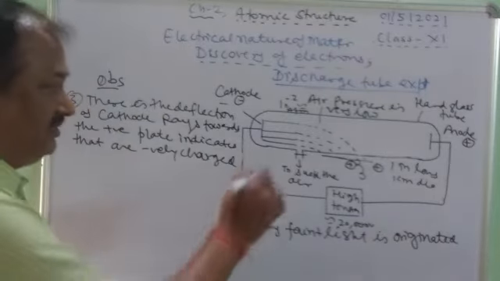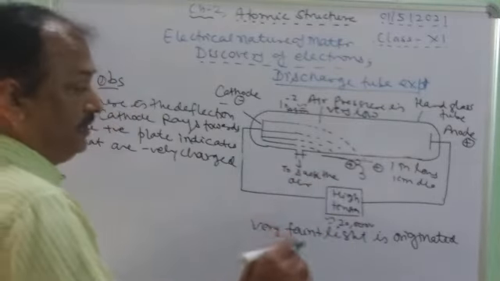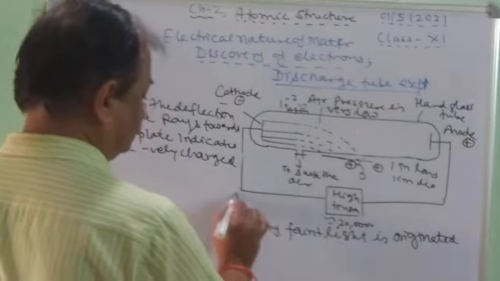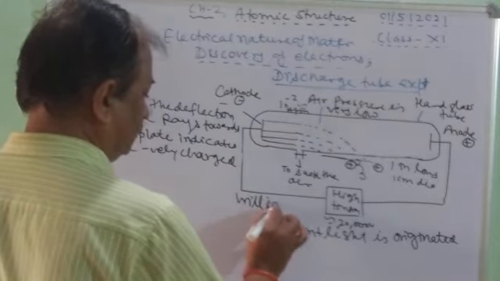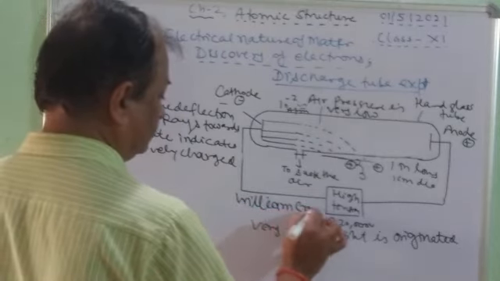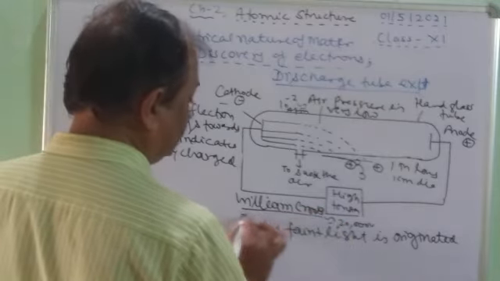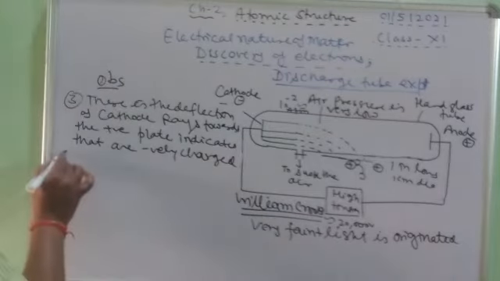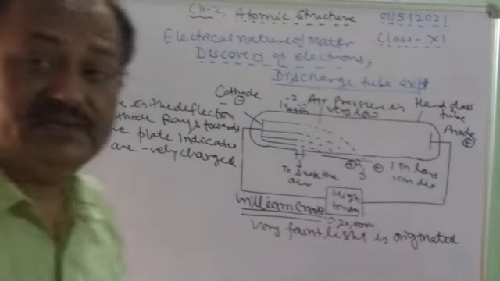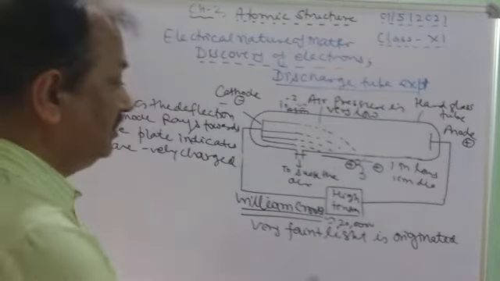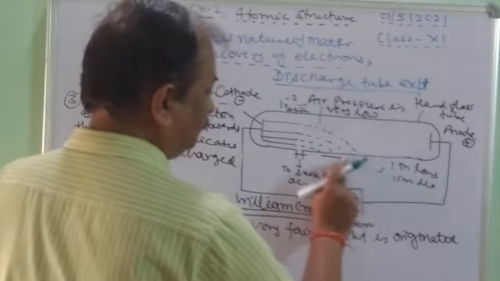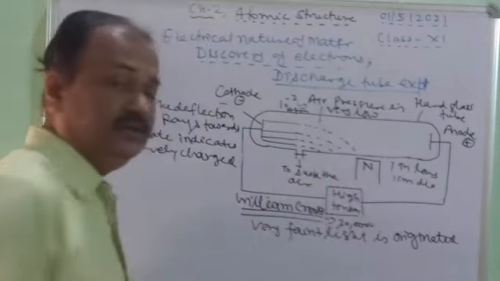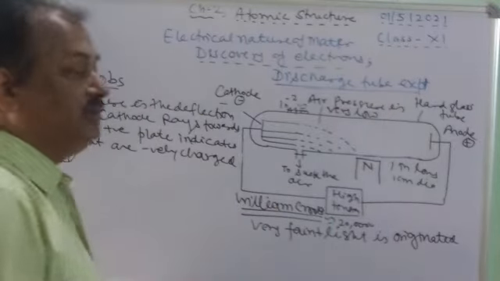Actually, children, this experiment was performed by William Crookes. William Crookes was the person who performed the experiment. So this is the third point. Now coming to the magnetic effect. If in place of this plate we put a magnet, let it be the North Pole, they will bend towards the magnet.